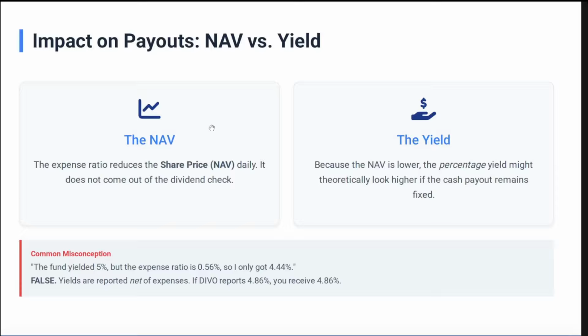The yield, because the NAV is lower, the percentage yield might theoretically look higher if the cash payout remains fixed. Common misconception: the fund yielded 5%, but the expense ratio is 0.56, so I only got 4.44%. False. Yields are reported net of expenses. If Divo reports 4.86%, you received 4.86%. Okay, let's not get that mixed up.